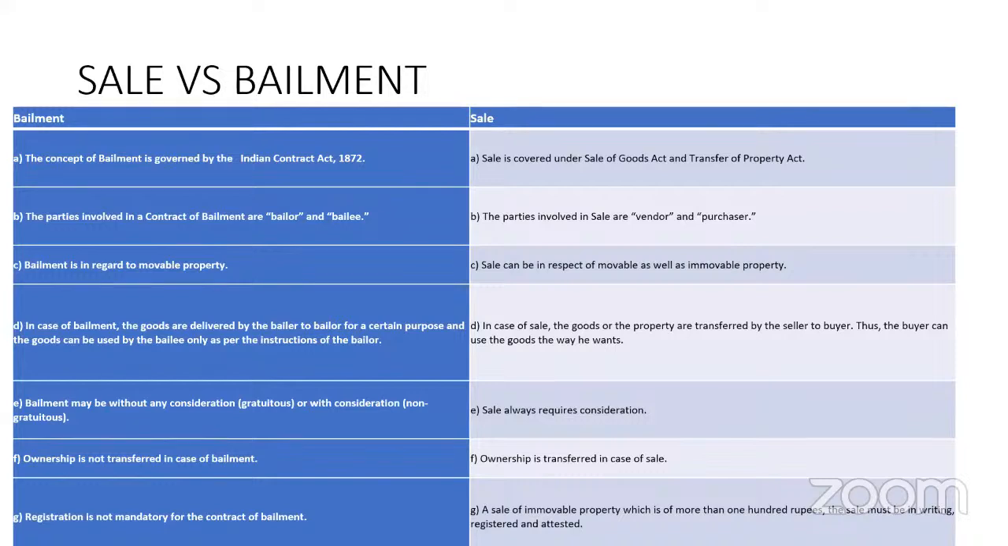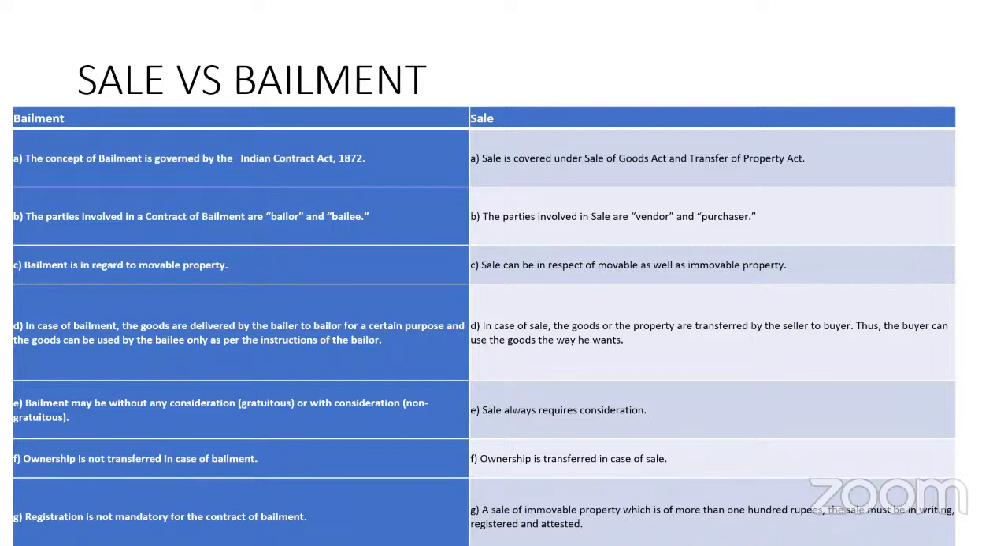Then differences between sale and bailment are also important. One major difference between sale and bailment: in sale, transfer of property takes place. That means earlier the seller was the owner, now the buyer becomes the owner. In bailment, there is no transfer of ownership. Ownership remains with the bailor only. That is the primary difference between sale and bailment.